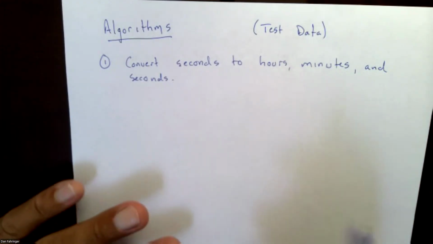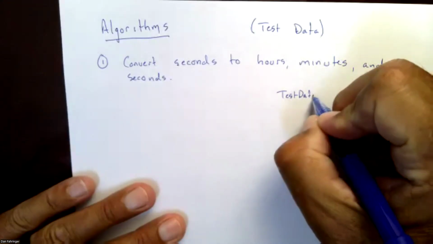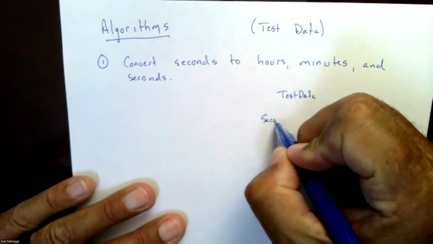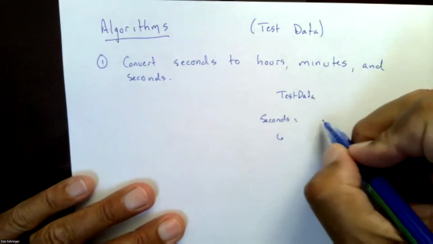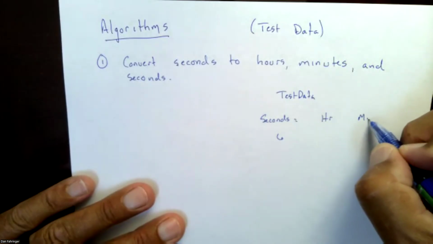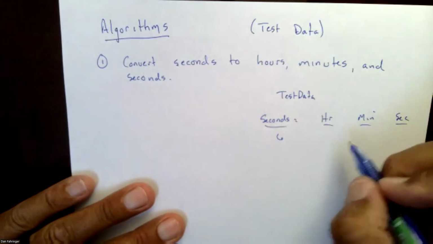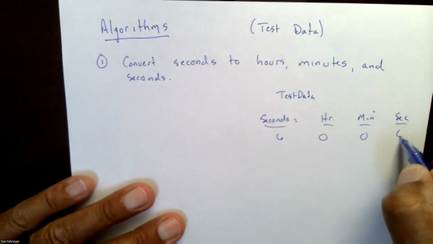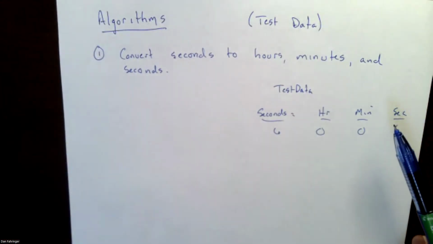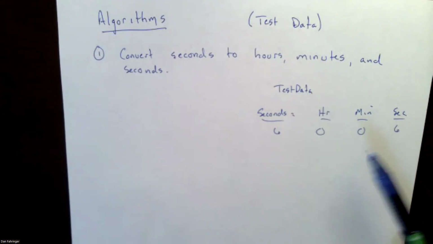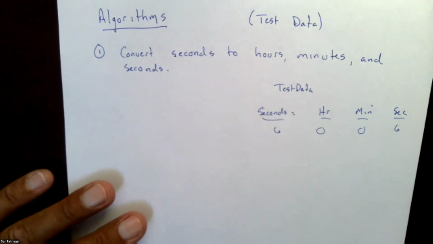Well, test data, right? I'm going to come down here. If seconds equals, let's see, I'm going to go 6. How many hours is that? How many minutes is that? How many seconds is that? Well, that's 0 hours, 0, and 6. Okay. But I'm already making test data because when the program is done, I know what the answer should be when I get ready and run the program.